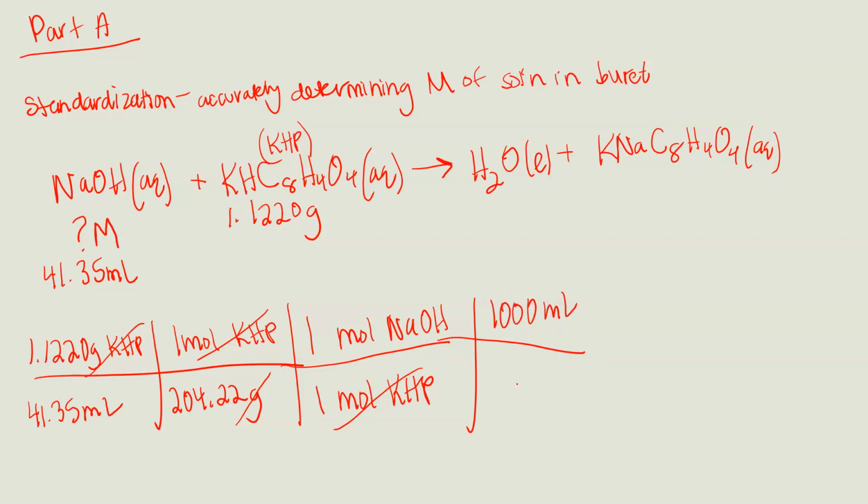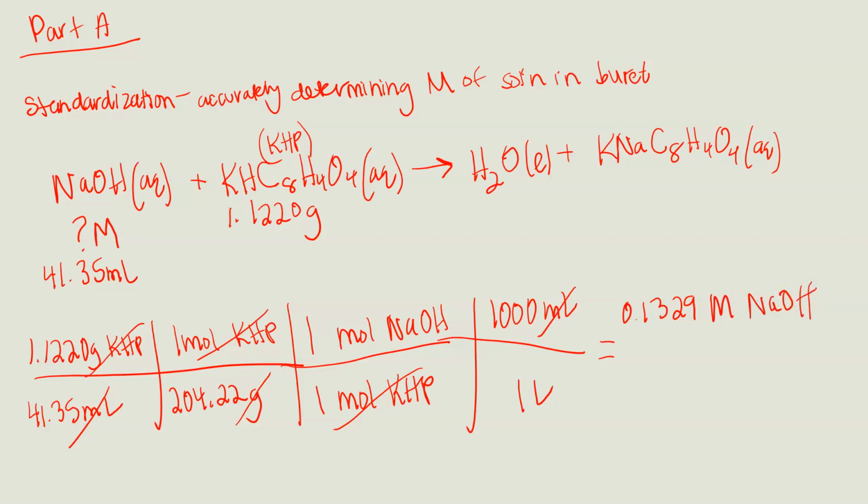So I'm going to use the 1,000 milliliters to 1 liter thing. Cancel out the unit milliliters. If we look at the units we have left, we have moles of NaOH on top, liters on the bottom. So I'm going to grab my calculator. 1.1220 divided by 41.35 divided by 204.22 times 1,000. I ignored the ones. Looks like I've got 4 significant figures because my mass had 5, my volume had 4. So I get a 0.1329 when I round it to 4 sig figs, and then my unit would be molarity of NaOH.